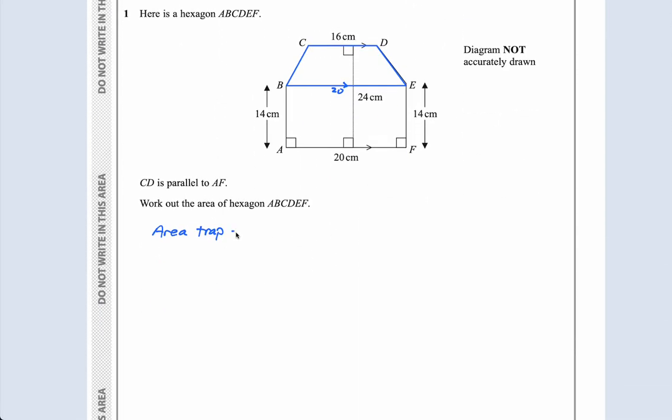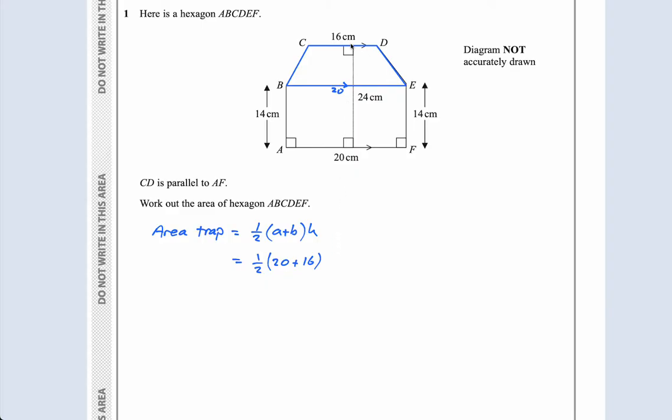So it's a half a plus b times h. Now you need to know what is a and what is b. Well, they are the parallel lines. Remember, trapezium is a quadrilateral four-sided shape that has two parallel sides. A and b are the parallel sides, so it's 20 and 16. Obviously it doesn't matter if you do 16 plus 20.